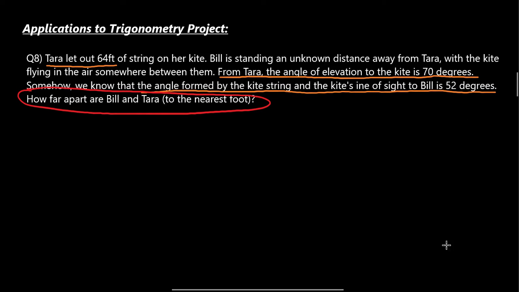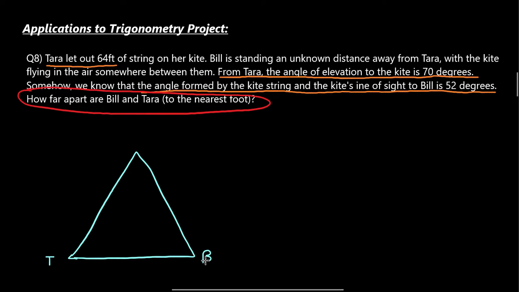Okay, so let's solve this problem by first drawing our triangle. We're going to draw our triangle, and instead of labeling it our normal A, B, and C, we're going to label it T for Tara, B for Bill and K for kite. Okay, so let's look at our givens. Tara is the one with the kite. Tara let out 64 feet of string on her kite, so we know that this length will be 64 feet. All right, that's one given done.